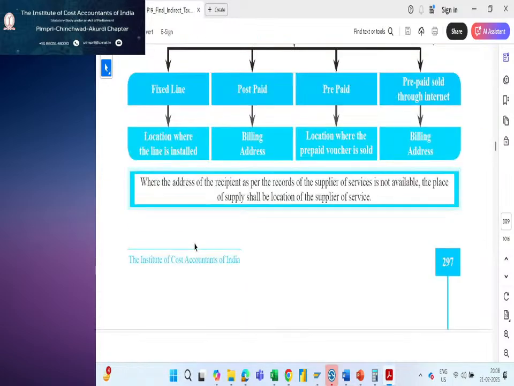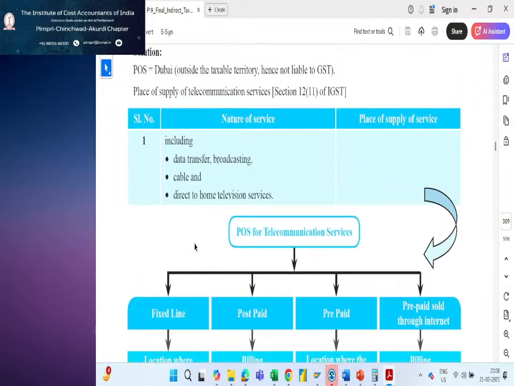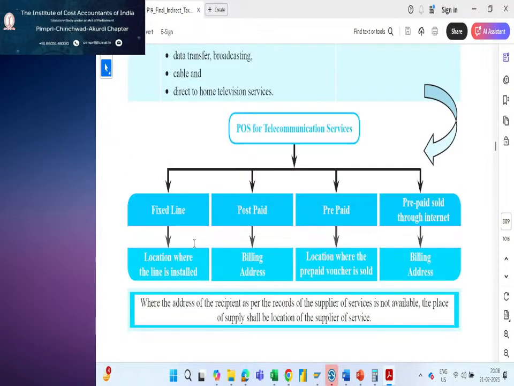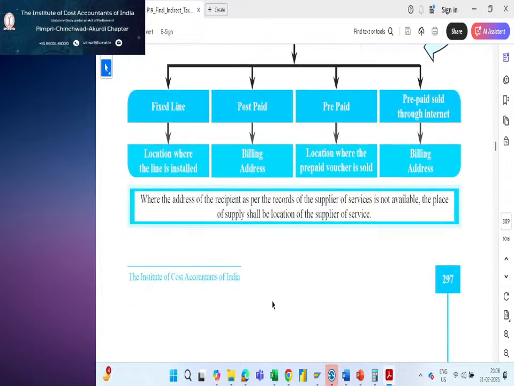So in case of telecommunication services, we have 4 things to remember. One is fixed line and another is postpaid, prepaid, then prepaid sold through internet.